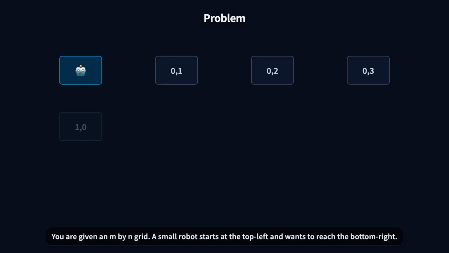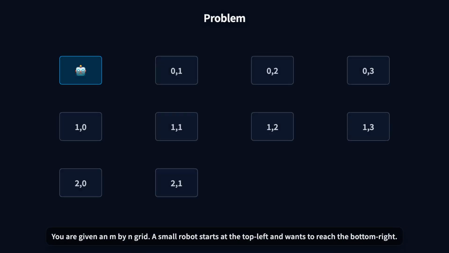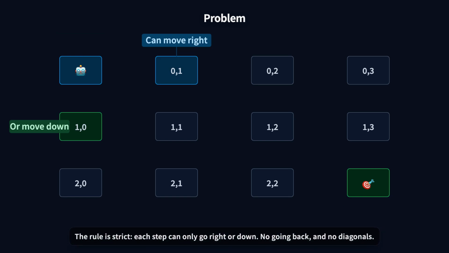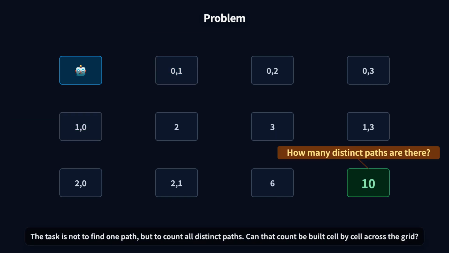You are given an M by N grid. A small robot starts at the top left and wants to reach the bottom right. The rule is strict. Each step can only go right or down. No going back, and no diagonals. The task is not to find one path, but to count all distinct paths. Can that count be built cell by cell across the grid?